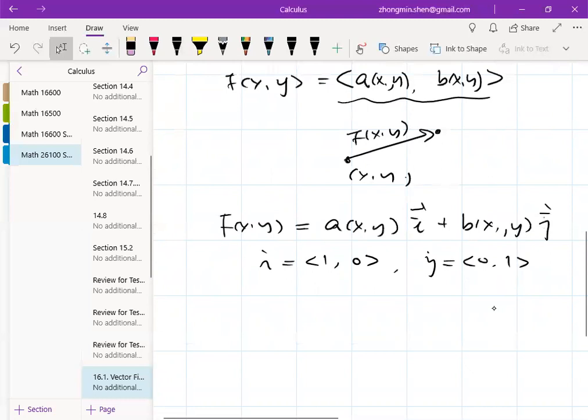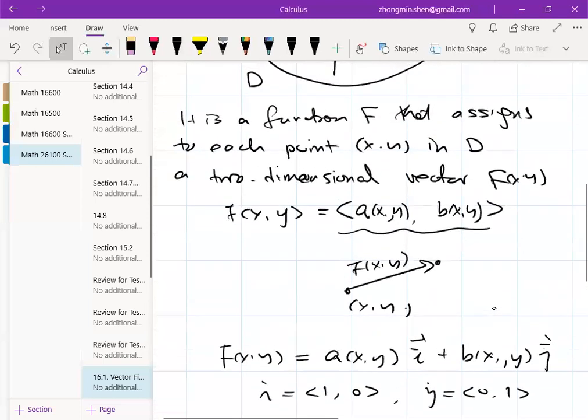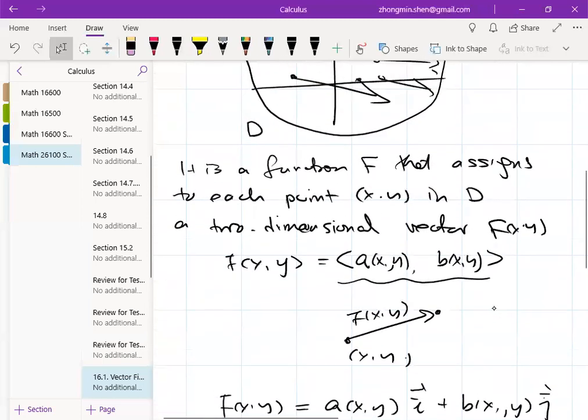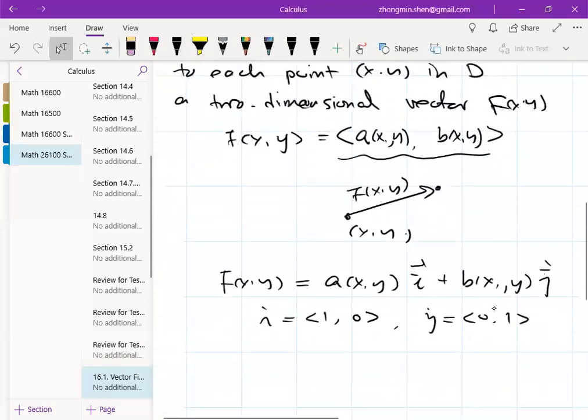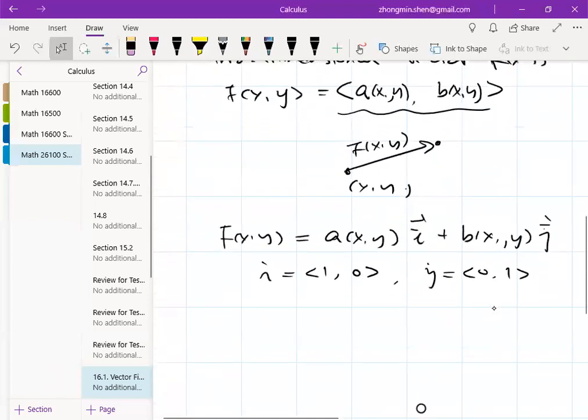And similarly, you can define a vector field in a 3-dimensional space. You just use 3 variables, and you have 3 components. As long as you understand the 2-dimensional case, then you can understand the 3-dimensional case. But now, the difficult part is to draw the vector field in the given region.